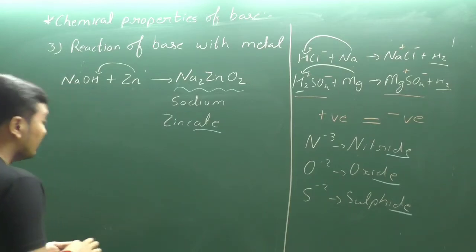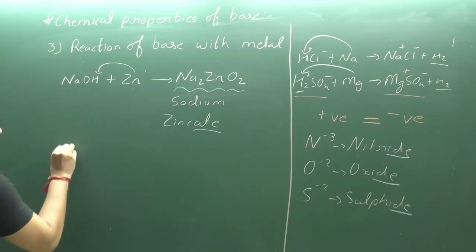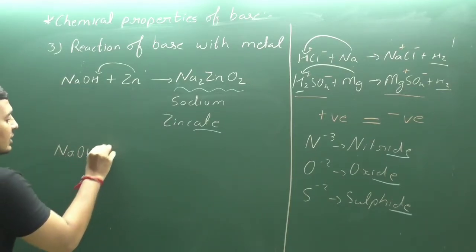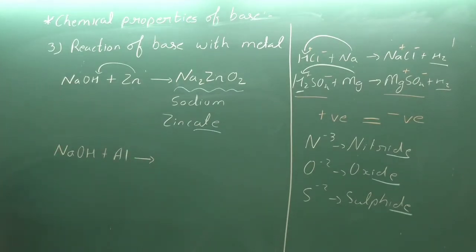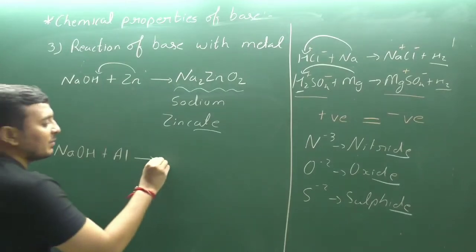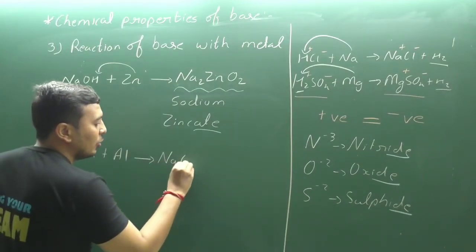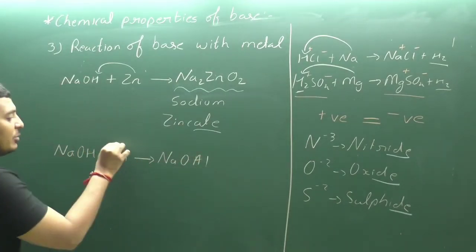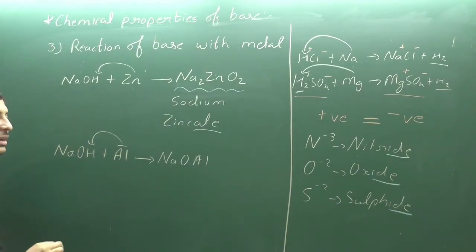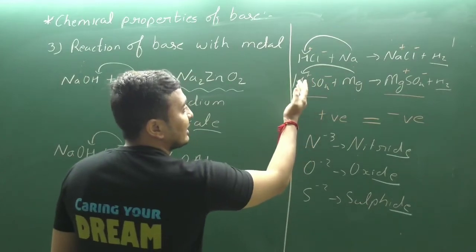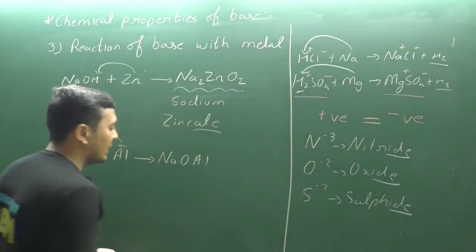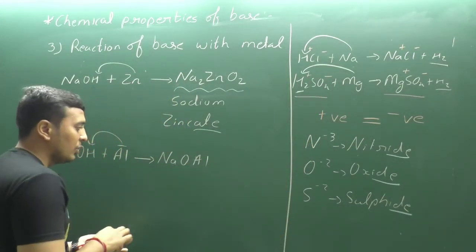Now again, when NaOH reacts with aluminium, such type of compound is formed, that is NaAlO. Why? Because aluminium will displace hydrogen. But as we have learned here, first rule, that the positive ion is always written ahead of the negative ion. So what do we have to write?